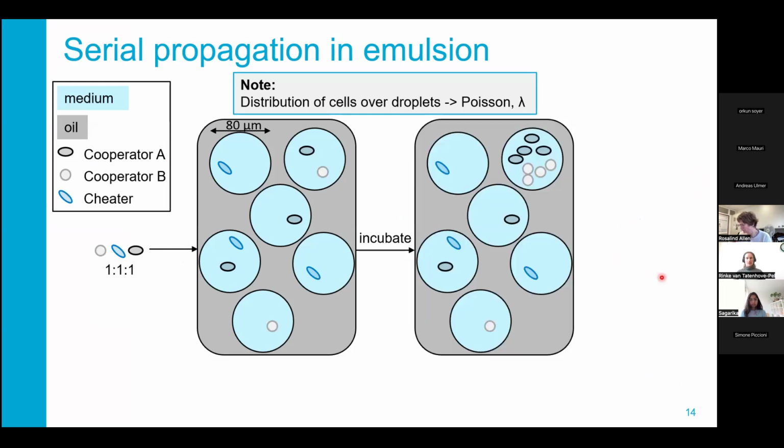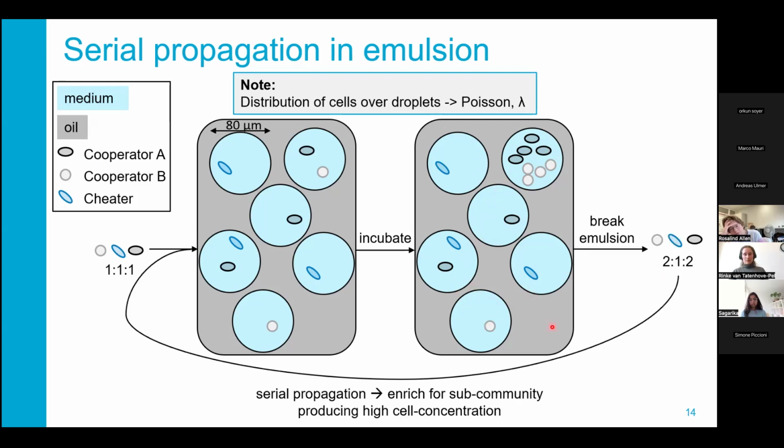If we then take the system and incubate it, only when we have A and B together will we have good growth. In all the other compartments, we will have no growth. So that means that if we break the emulsion, we will now have enriched for these cooperators, because only they could grow. And if we repeat this multiple times, we should be able to enrich for the subcommunity that produces most offspring. In the previous case, we selected for the mutant or the cell that makes most offspring, but now by having them together, in a small consortium, we enrich for the combination of cells that produces most offspring.